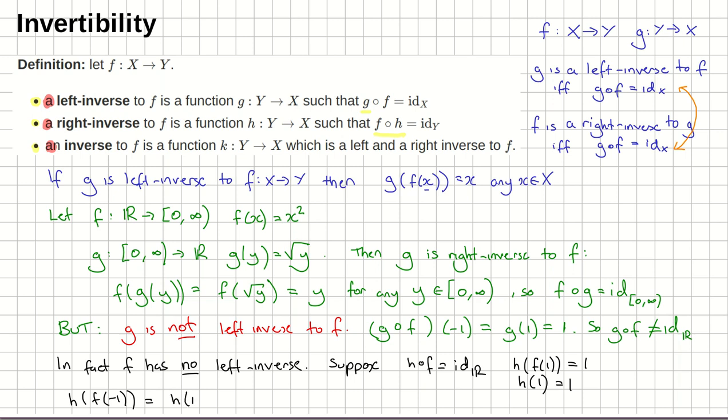So that's h of 1. But, again, since h composed with f is supposed to be the identity, this should also be equal to minus 1. So look what we've got here now. On the one hand, we have h of 1 is equal to 1. On the other hand, we have h of 1 is equal to minus 1. This is a contradiction. Right, h of 1 can't be two different things at the same time. So we have a contradiction. f has no left inverse.